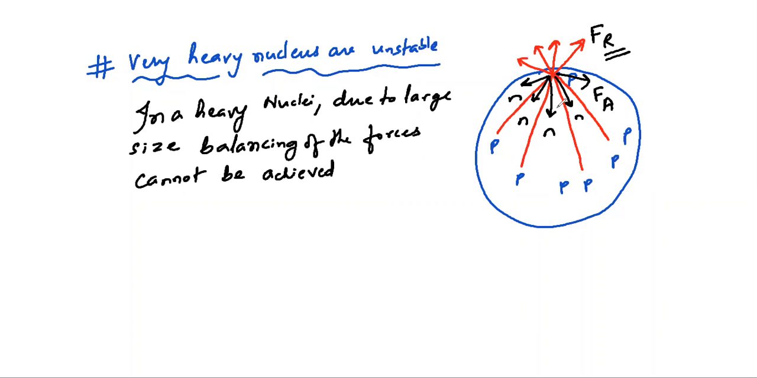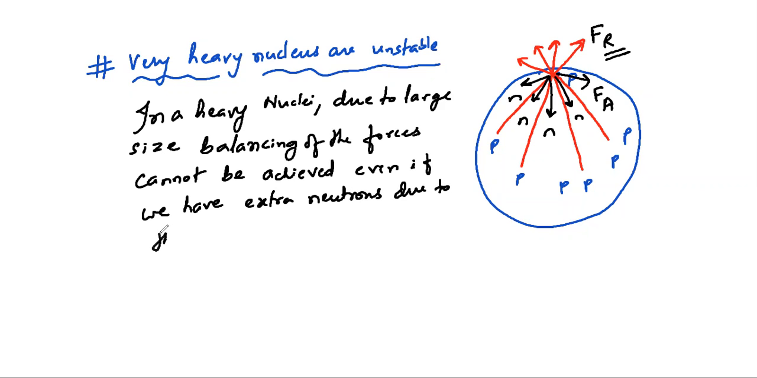But in a large nucleus, protons are also very many, so sometimes that balance will not be achieved at all. Just try to understand that, right? It cannot be achieved, even if we have extra neutrons, due to the size of the nucleus. It is not possible. So if it is not possible, then what will happen?